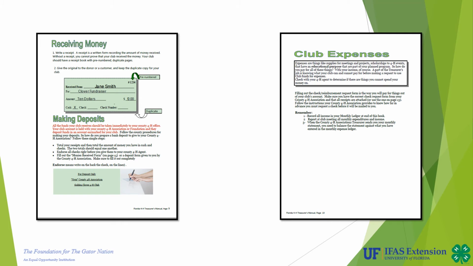Page 10 will cover club expenses. Expenses are things like supplies for meetings and projects or scholarships to 4-H events that have educational purpose. If you have any questions on what your club can or cannot pay for, please ask your club leader or 4-H agent. On page 13, you will find a check reimbursement request form. Make sure to attach receipts as well as your club meeting minutes that discuss the items purchased when requesting reimbursement for a club expense.